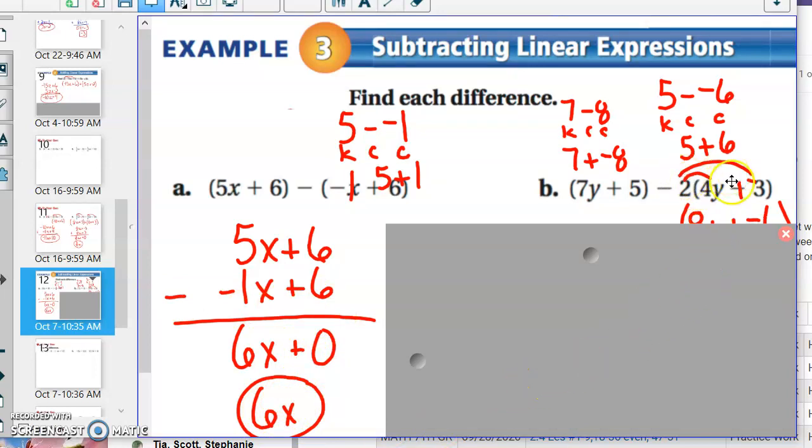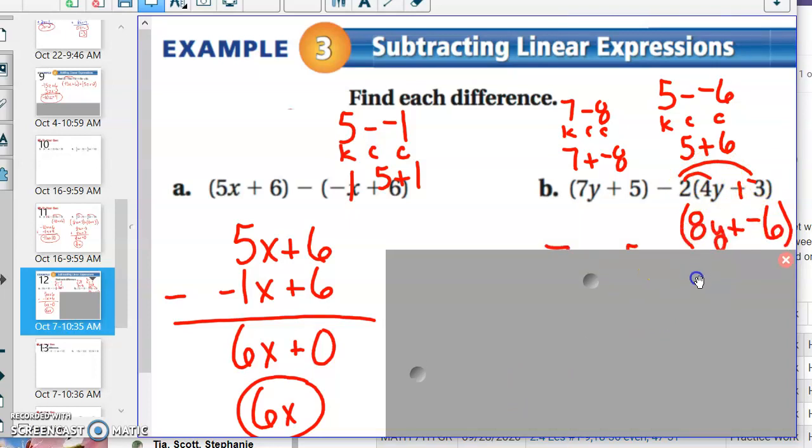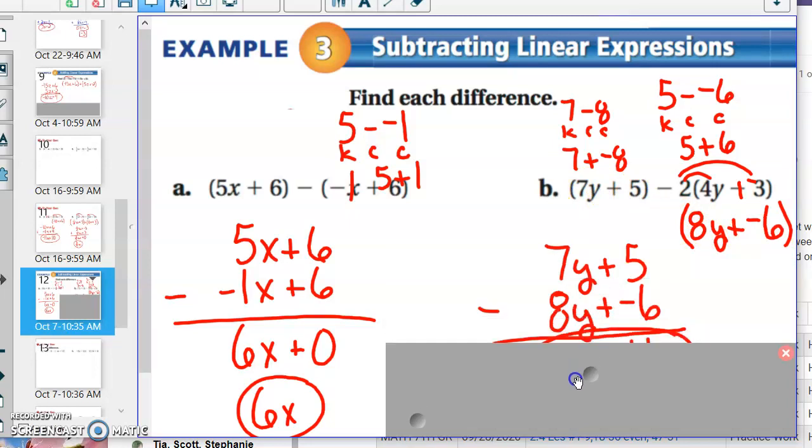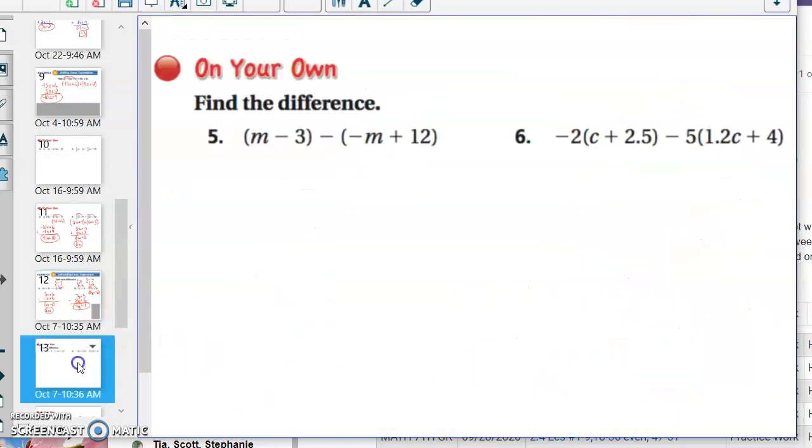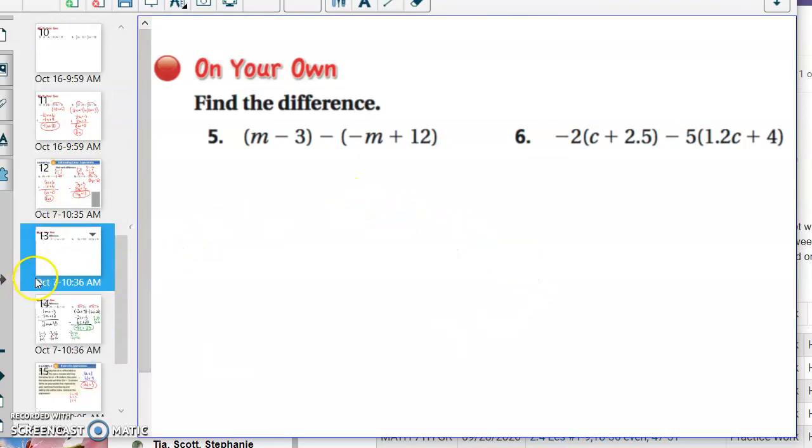This one's a little bit tougher. First I have to distribute the 2 in there, and I added the opposite there. That gave me this. Then I set these two up vertically, and now remember I'm subtracting. 7 minus 8 is of course negative 1y. 5 minus a negative 6 turns into 5 plus 6, so that gives me an 11 there. You can pause the video and try doing these two on your own.